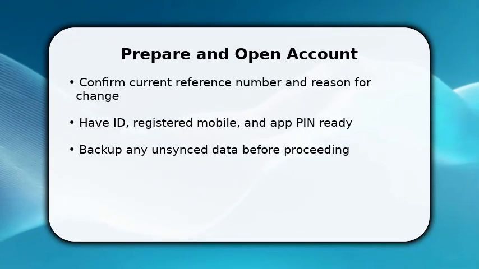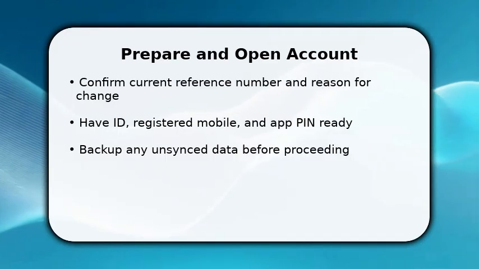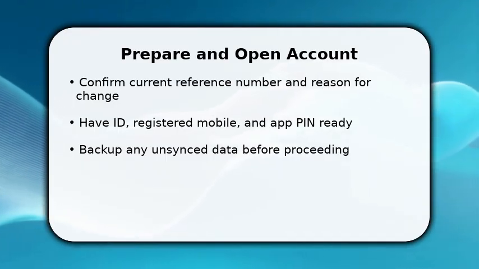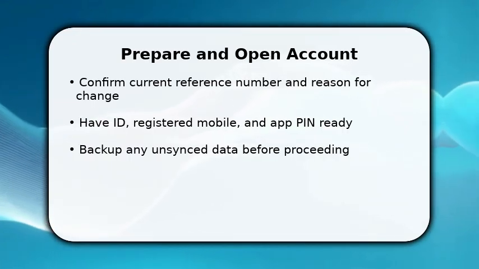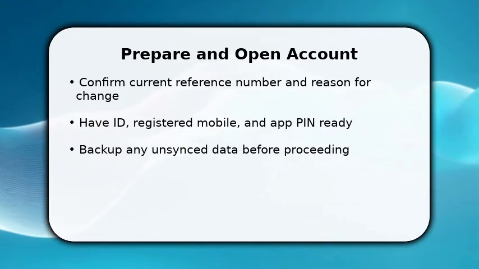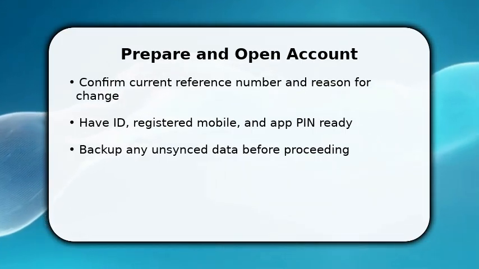You start by confirming why you must change the reference number and gather your ID, registered mobile, and app PIN so nothing blocks the flow. Open the Mpokket app and log in. Once authenticated, navigate to Profile or Settings immediately. Make sure to check for any pending loans or submissions because the app may restrict changes while transactions are active.